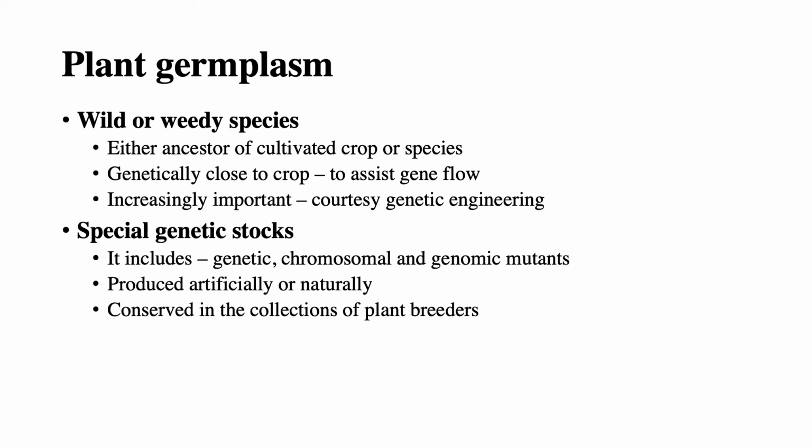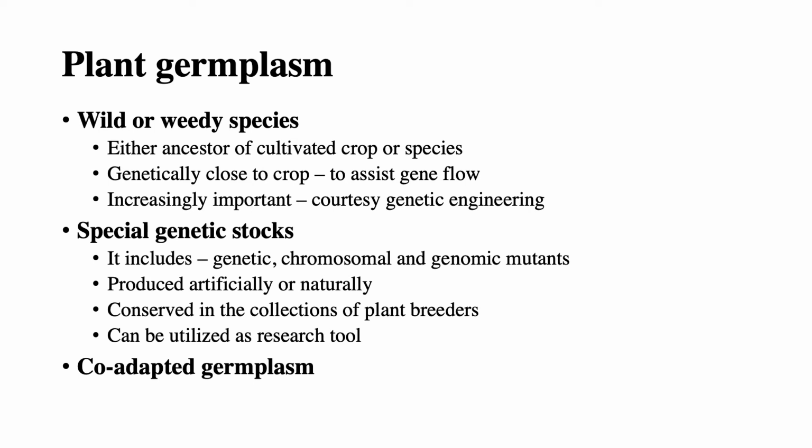Another plant germplasm resource is called co-adopted germplasm. It is also known as symbiotic germplasm, in which two forms of a crop, two distinct crops, or a crop and its symbionts, such as unrelated weeds or legumes and nodule forming bacteria, are grown together.